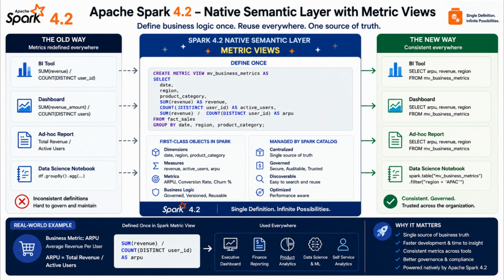So, Spark 4.2 introduces a native semantic layer, metric views. Instead of defining metrics everywhere, you can define them once inside Spark. Business concepts like dimensions, measures, and metrics become first-class objects that Spark understands natively. Imagine defining average revenue per user one time. Every dashboard, notebook, analyst, and reporting tool can use the same governed definition. This creates a true single source of truth.